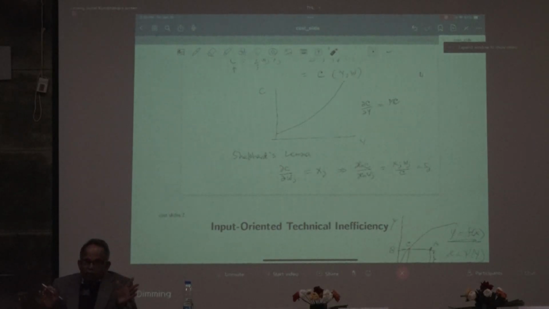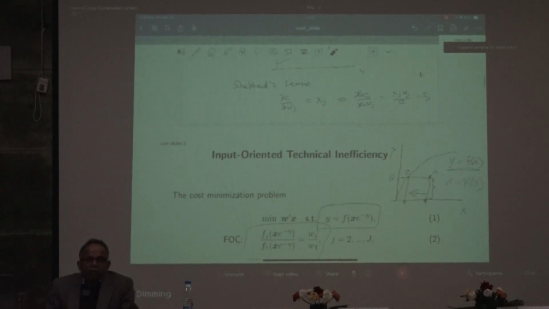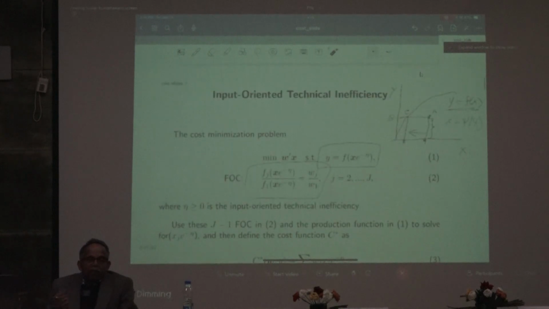Now we have not talked about inefficiency yet, so what I'm going to do is bring inefficiency into the picture. Again, I could have gone straight in here, but I thought let me briefly get to the rationale behind the cost function and then introduce this inefficiency. So now it will be a repetition of what I did. So what is the production function with inefficiency?